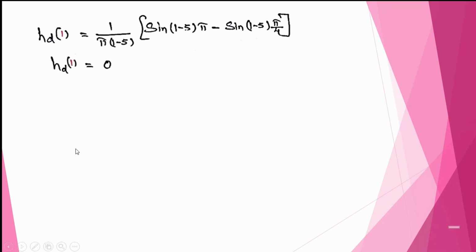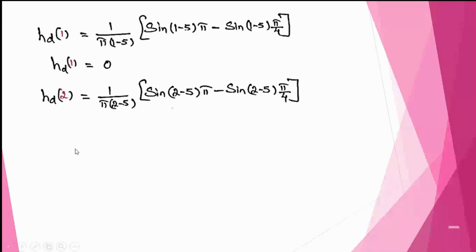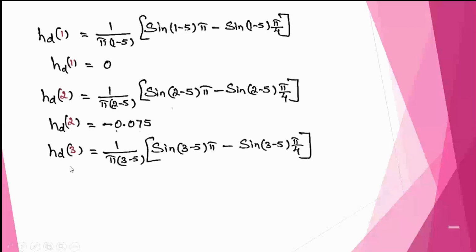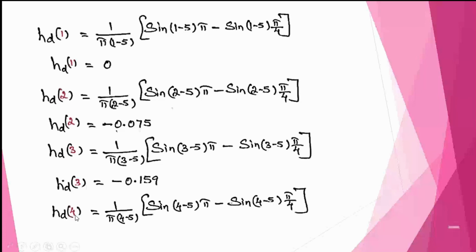So similarly, we are expanding our n value up to the range of limits. If you are substituting 2, we are getting HD of 2 as minus 0.075. If you are substituting 3, we are getting HD of 3 as minus 0.159. Fine. Then we are substituting HD of 4, so our value is minus 0.225. So obviously we can say that your HD of 4 will be the mirror image of the next reflection value.